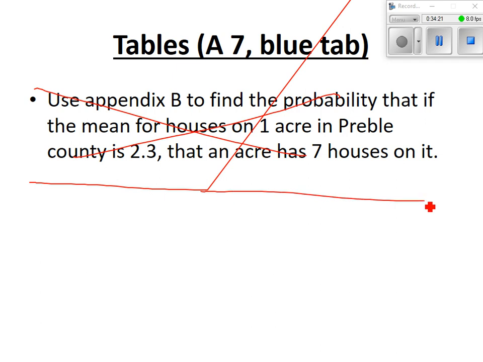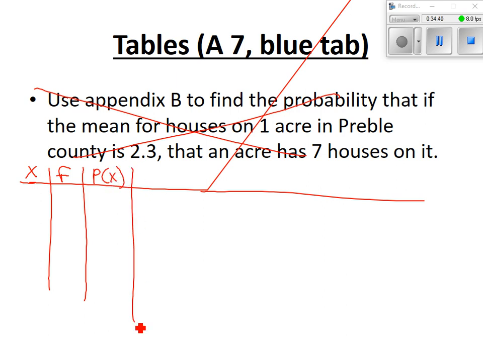With the probability distribution, what you have is your x values down through here. You just have x and p of x, but you could put f in there, which is your frequency, p of x. That part right there is a probability distribution.